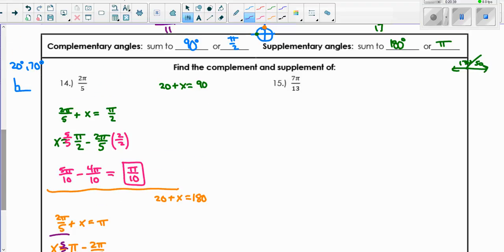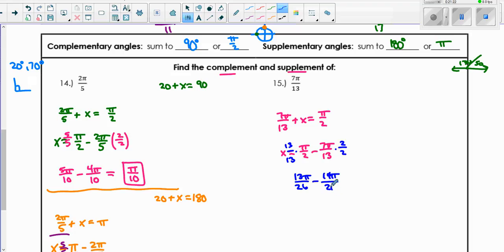Okay, so let's try it again. You can try this one on your own, and then you can check your answer. All right, so I'm going to say complementary. So I'm finding the complement and the supplement again. So 7 pi over 13 plus something equals, complementary means it's got to be pi over 2. So I'm going to say x equals pi over 2 minus 7 pi over 13. In order to subtract, I have to get common denominators. So I have to multiply this one by 2 over 2 to make 26, and this one by 13 over 13 to make 26. So I get 13 pi over 26 minus 14 pi over 26.